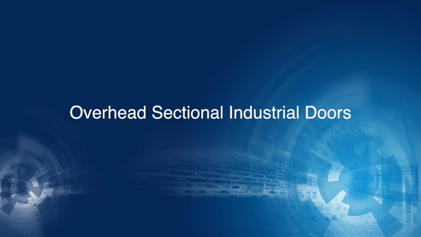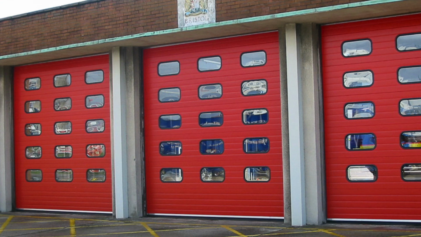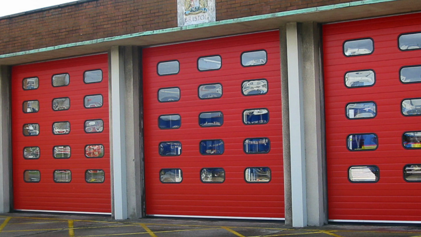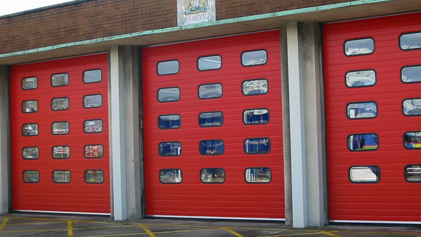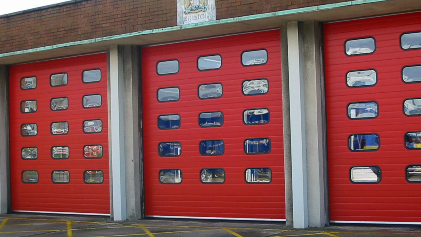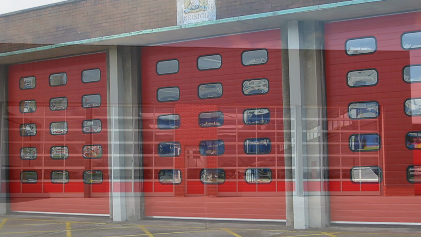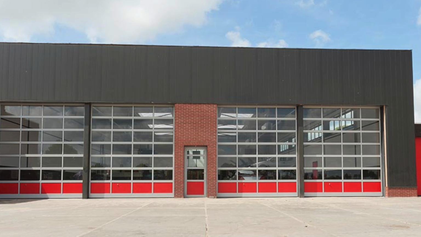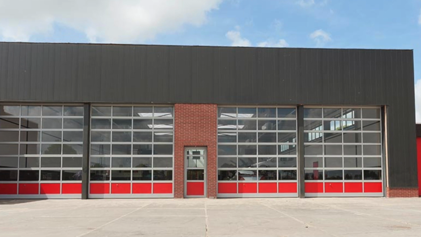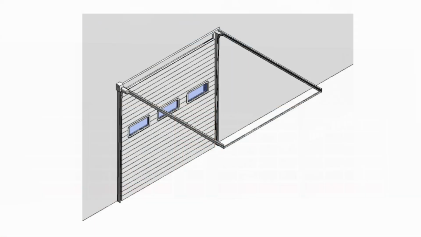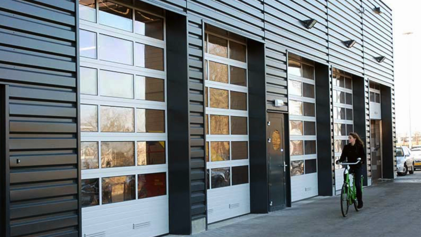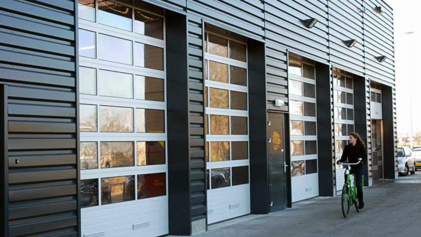Industrial overhead sectional doors are typically large, vertically moving doors that are suitable for a diverse range of settings. There are 2 main types, depending on the available space and headroom at the opening. With the first option, the doors operate by moving vertically upwards and then horizontally along tracks parallel to the ceiling, ultimately resting parallel to the ceiling when fully open. This design allows for efficient use of space both inside and outside the building.